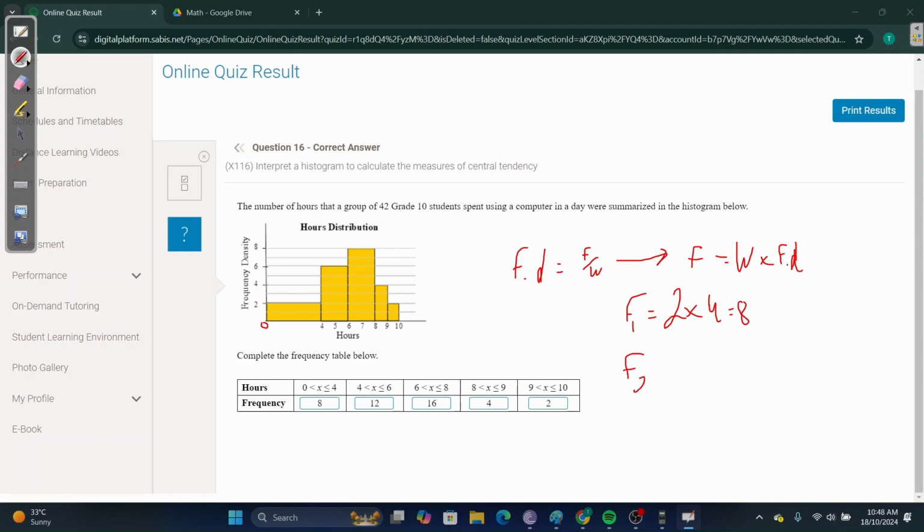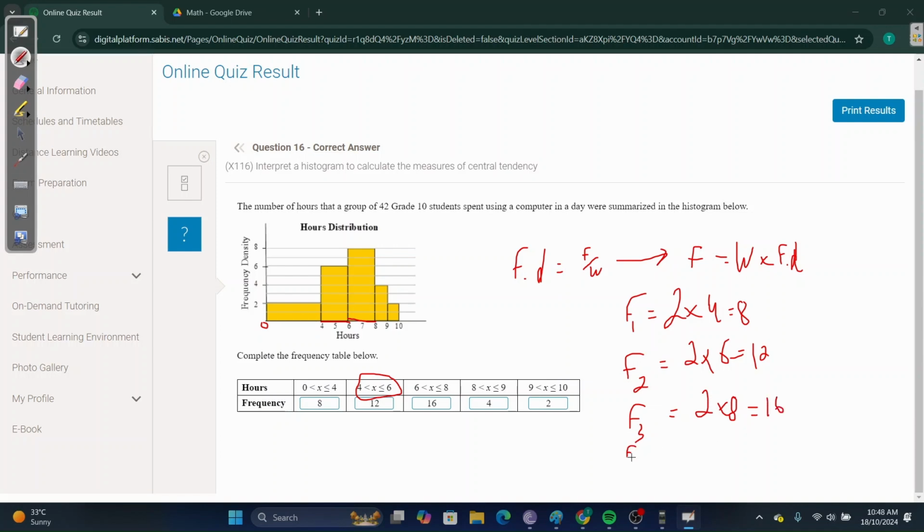F2 is equal to 4 to 6. So this is our width. You take it from these values down. 4 to 6 is this. So our width is 2, times the frequency density, which is 6. So 2 times 6, which is 12. And now for F3, again, the width is 2, 6 to 8, and the frequency density is 8. So 2 times 8, which is 16.